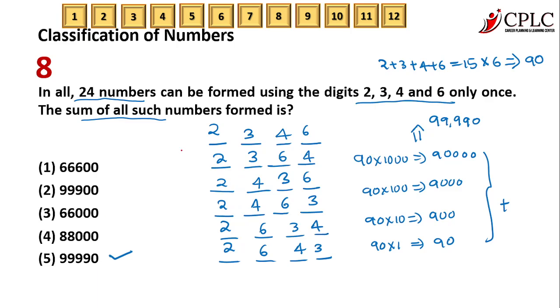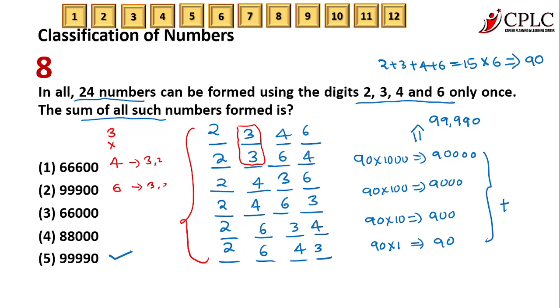How do you come to know? Now think about this. When 2 is at the thousands place, at the hundreds place 3 has come twice. Now there will be some numbers where 3 will be at the thousands place, so there 3 cannot come at the hundreds place, of course. So when 4 is at the thousands place, again 3 will come twice at the hundreds place in some numbers. And then when 6 is at the thousands place, again 3 will come twice at the hundreds place.